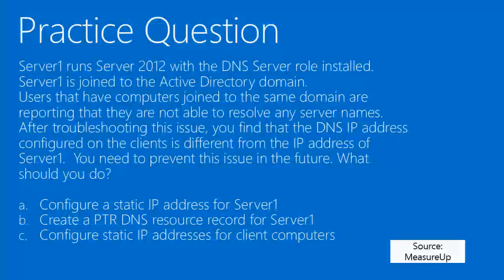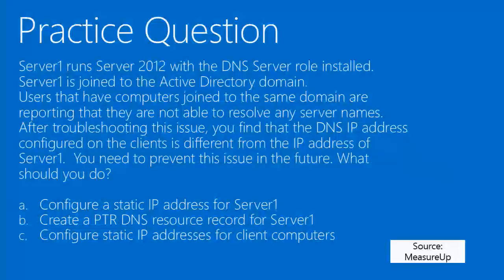Okay, quick practice question before we move on to our next section here then. You've got a server called Server 1 running Windows Server 2012. It's got the DNS server role installed. Server 1 is joined to your Active Directory domain. Users that have computers joined to the same domain are reporting they are not able to resolve any server names. After troubleshooting this issue, you find that the DNS IP address configured on the clients is different from the IP address of Server 1. You need to prevent this issue in the future.